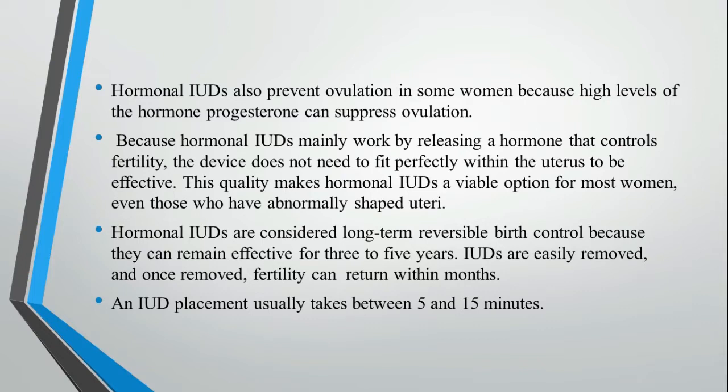Hormonal IUDs are considered long-term reversible birth control because they can remain effective for 3 to 5 years. IUDs are easily removed, and once removed, fertility can return within months. An IUD placement usually takes between 5 to 15 minutes.